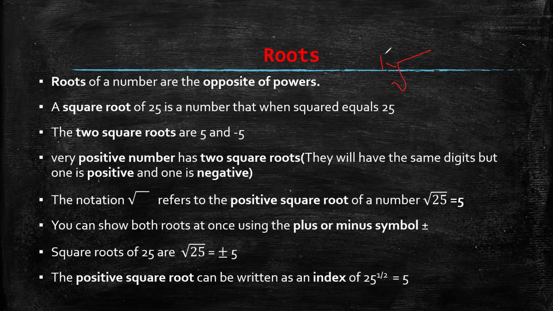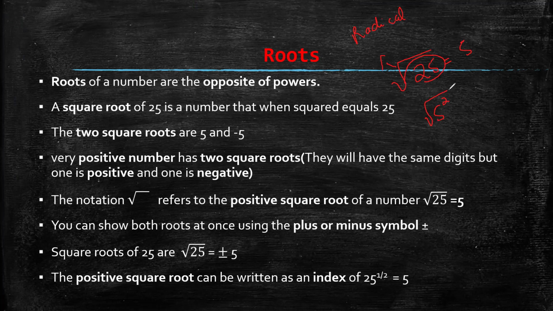In mathematics we call the sign a radical as well, but it is known as square root. The square root of 25 is a number that when squared equals 25. So when we write root 25, the answer is 5, because 25 is the square of 5, that is, 5 raised to the power 2 is equal to 25.